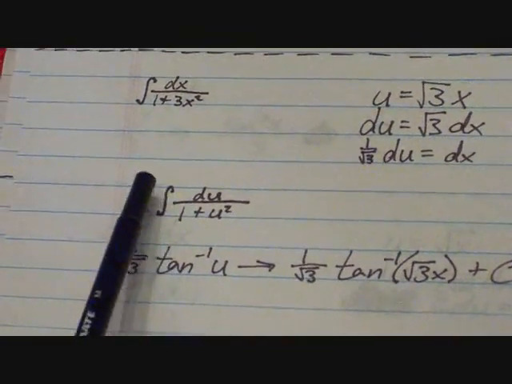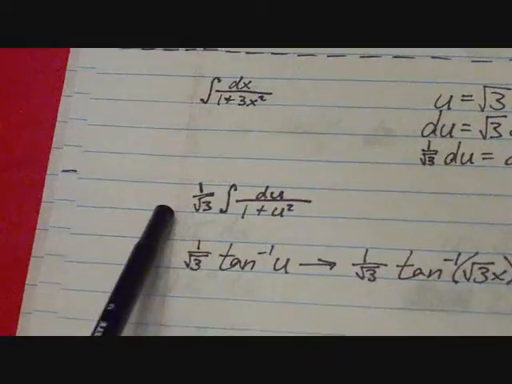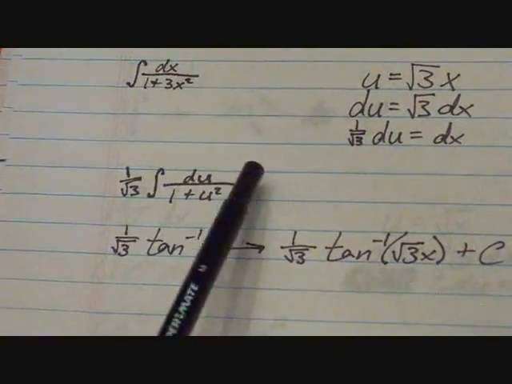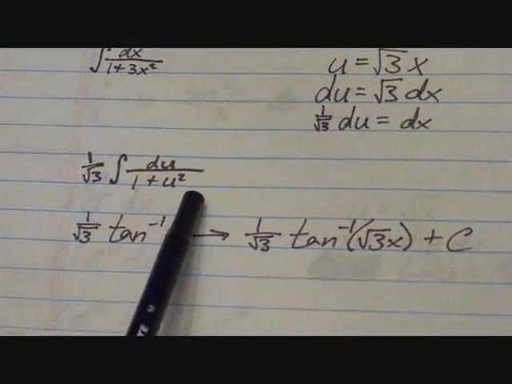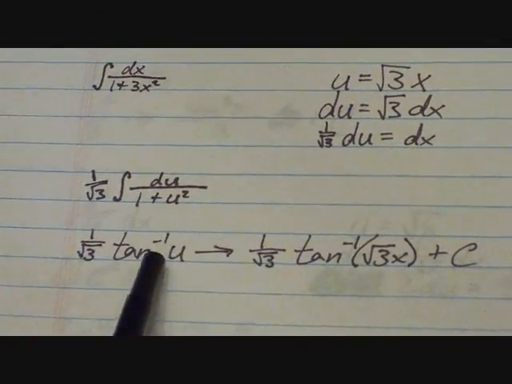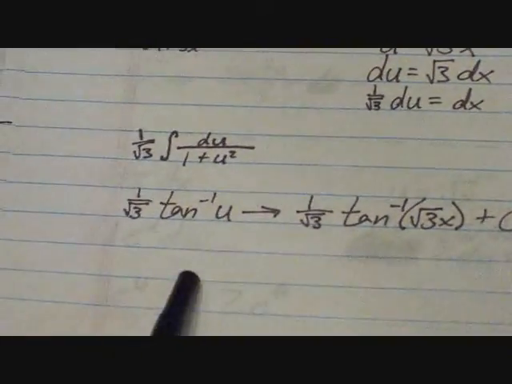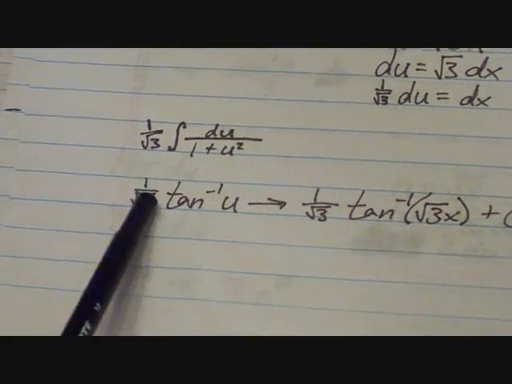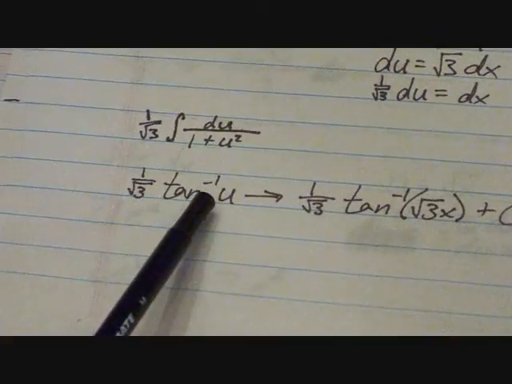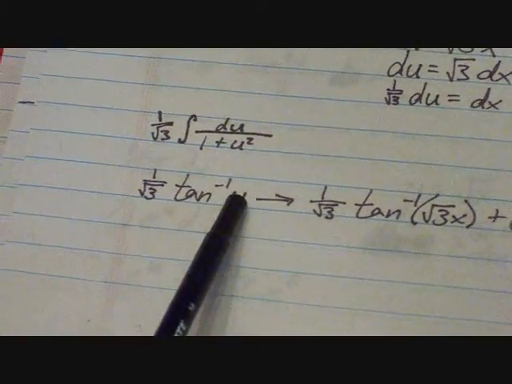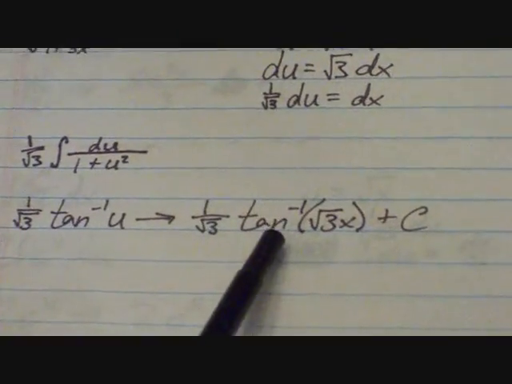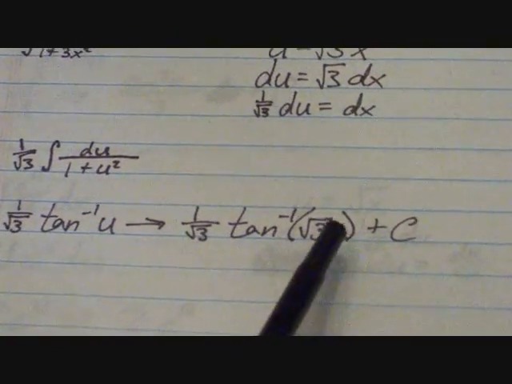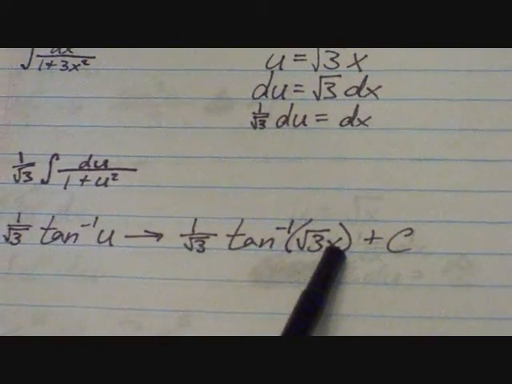We put that in here, pulling 1 over the square root of 3 through the integral, giving us 1 over the square root of 3 integral du over 1 plus u squared. Du over 1 plus u squared we recognize as the derivative of tangent negative 1 u, so we take that out here as 1 over the square root of 3 tangent to the negative 1 of u, which, plugging u back in, becomes 1 over the square root of 3 tangent to the negative 1 of the square root of 3 times x plus c.